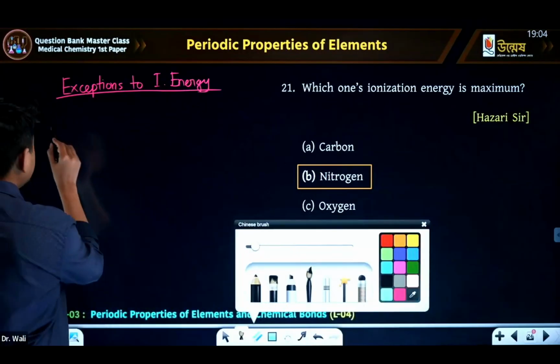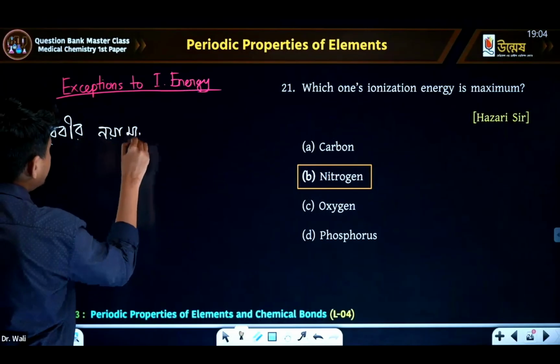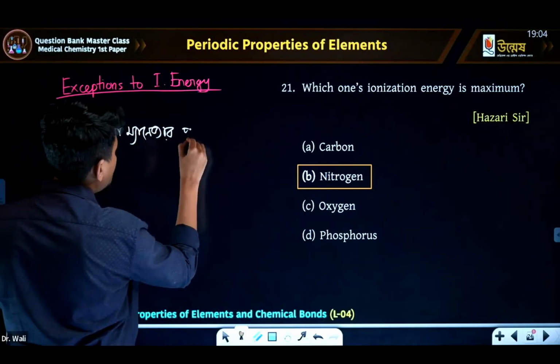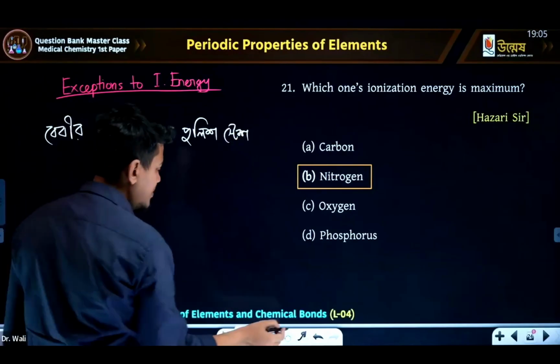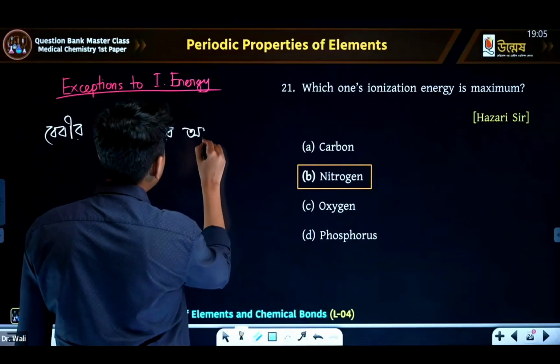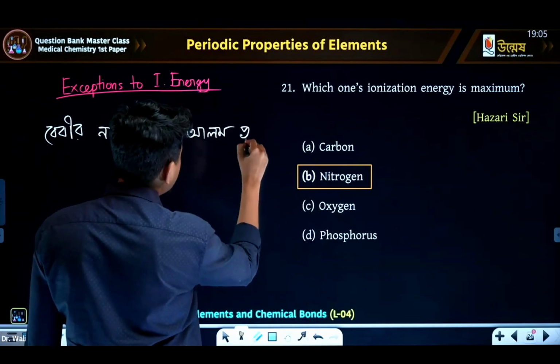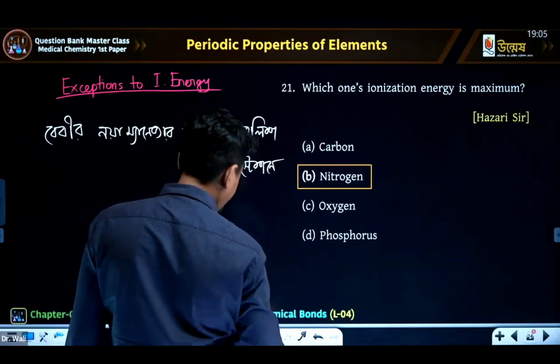It can be remembered with a Bangla mnemonic, which is Bebir Noya Manager Alom Police Station. Bebir Noya Manager Alom. Noya Manager Alom Police Station. Okay, by this, what do we mean?